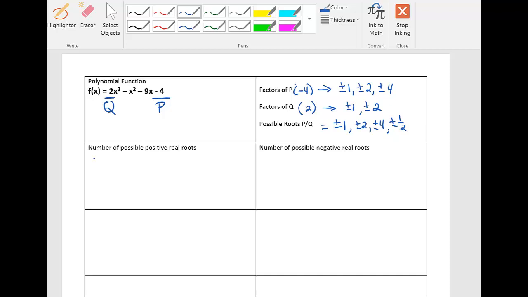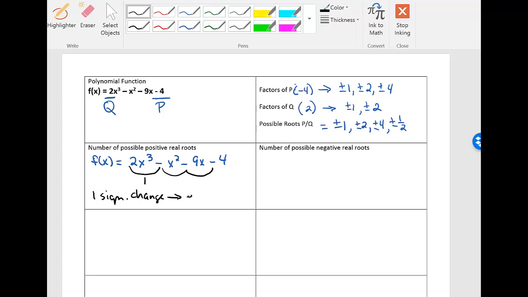So to find how many positive real roots we have, we start with our function, and we're going to count the number of sign changes. See if you can be a step ahead here and tell me how many positive real roots you have. We go from a positive to a negative, which is 1, and then we stay negative the whole time. So we only have one sign change, which guarantees exactly one positive real root, and that may very well come from our list up there.